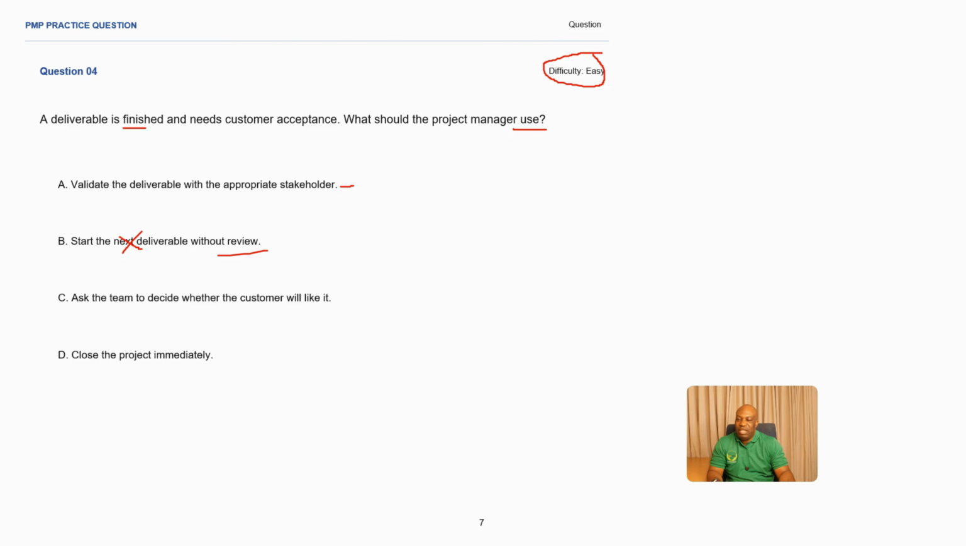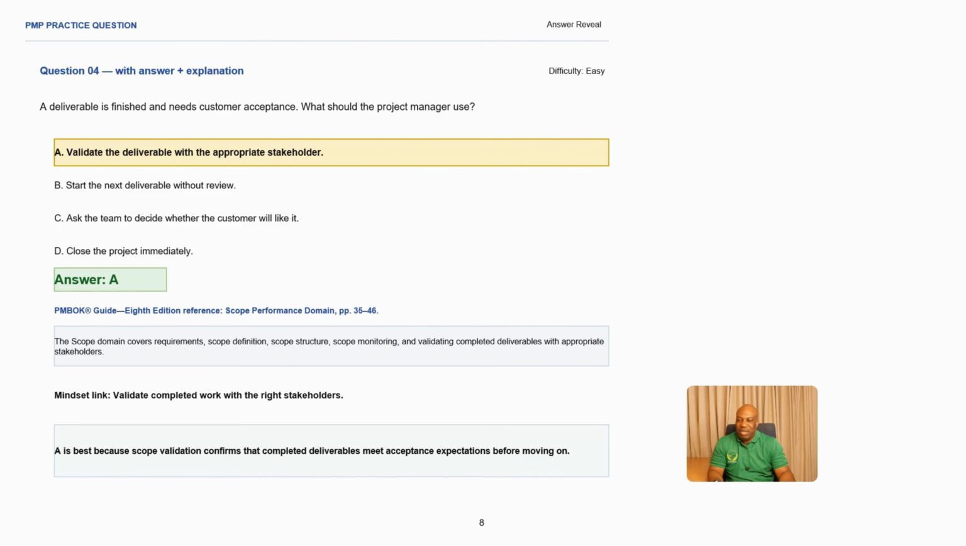So we can eliminate this one straight away. Ask the team to decide whether the customer will like it. The team cannot decide. There must be some acceptance criteria from the client, not for the team to decide, making this eliminated as an answer. Close the project immediately. You don't close the project because there's an acceptance that has to be done by the customer, making this one eliminated, making A the best answer in this scenario.